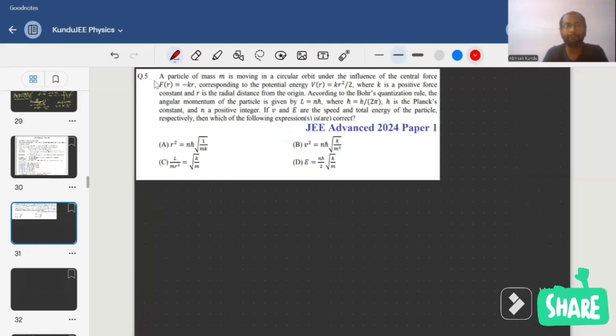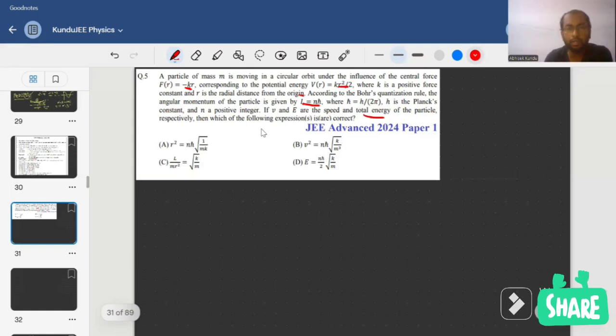A particle of mass m is moving in a circular orbit under the influence of the central force F(r) equal to minus kr, where r is the radius, corresponding to the potential energy V(r) equal to kr square by 2, where k is the positive force constant and r is the radial distance from the origin. So that means one particle is rotating in a circular path. According to Bohr's quantization rule, the angular momentum of the particle is given by L equal to n h bar, where h bar is equal to h by 2 pi, h is Planck's constant and n is a positive integer. If v and E are the speed and the total energy of the particle respectively, then which of the following equations are correct? In this problem, we have to analyze each and every option.